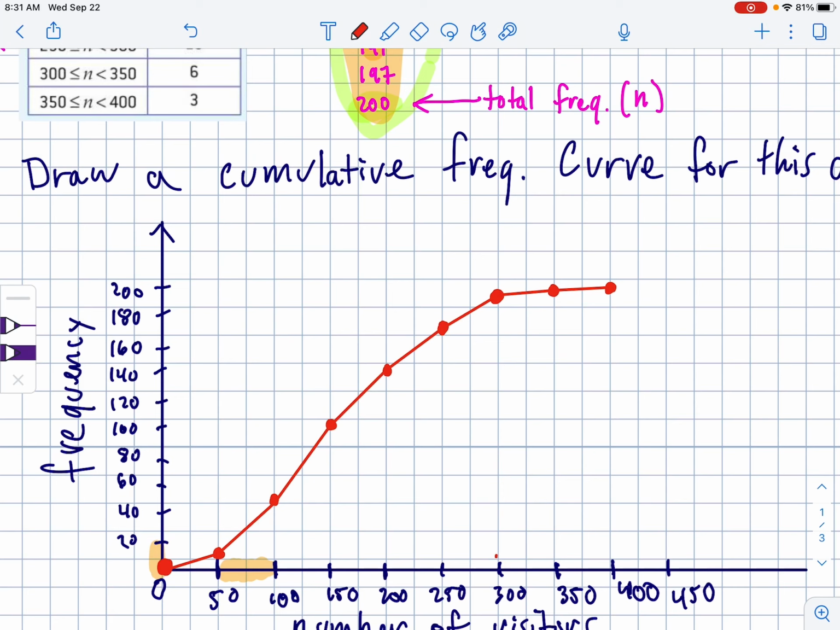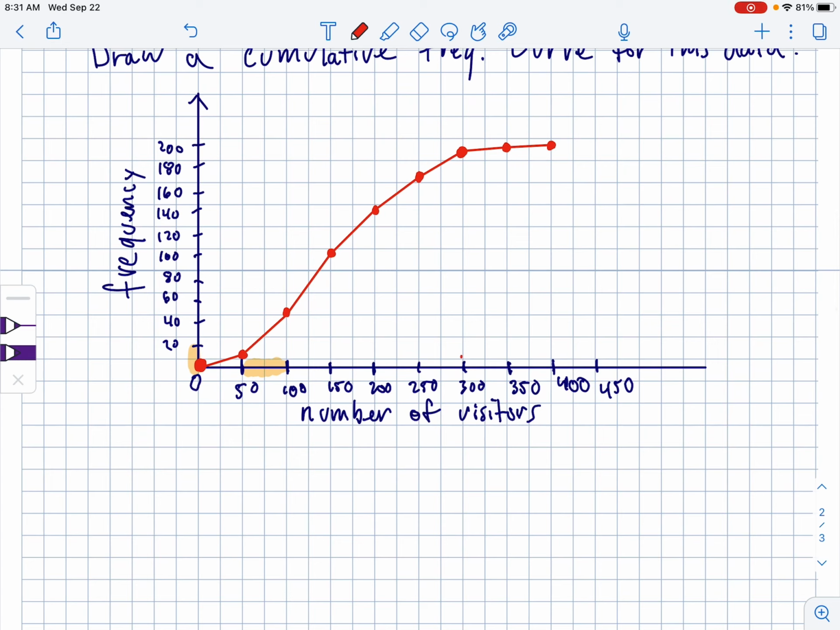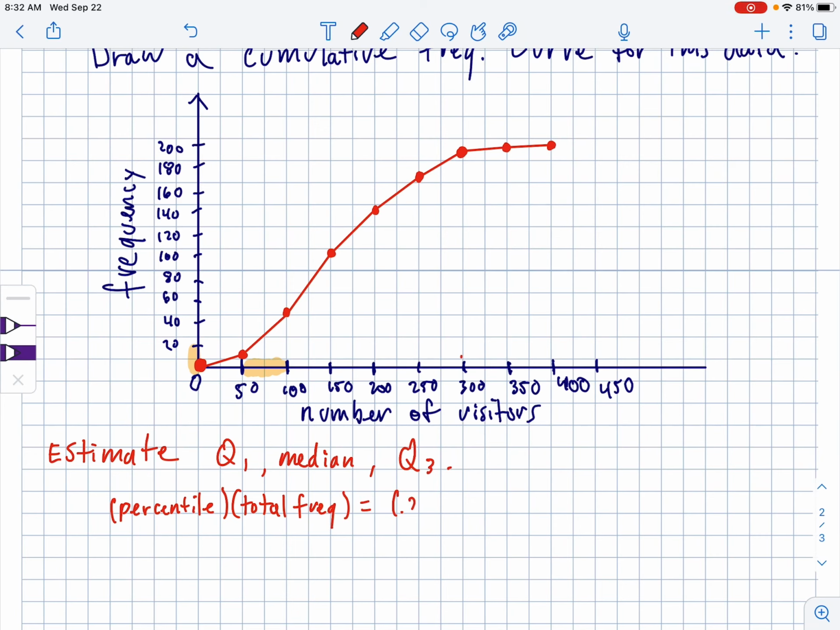Now, we're going to do a couple things with it. We're going to estimate the lower quartile, the median, and the upper quartile. So we're going to estimate Q1, median, and Q3. This is where the percentiles come into play, because Q1 is like the 25th percentile. So we're going to take the percentile and then multiply it by total frequency to figure out where that score is.